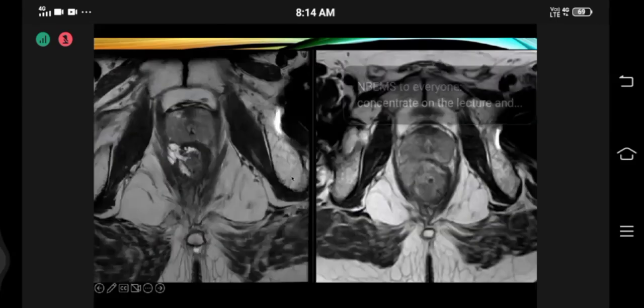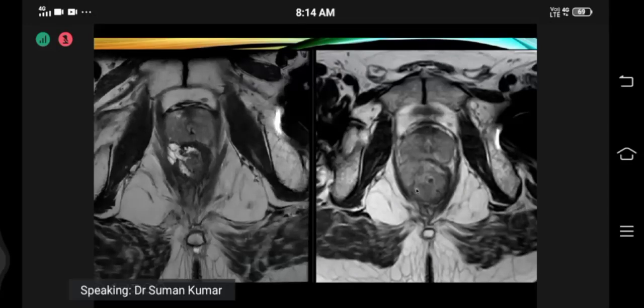So this is another example of pre and post treatment. Pre-treatment, you can see this is the black line of the rectum, and you can see the intermediate signal intensity tumor, which is infiltrating the prostate. And this patient has undergone CTRT, and this tumor has become mucinous, but the extent has not decreased. So one of the responses to RT is mucinous change, and the prostate is still involved here.